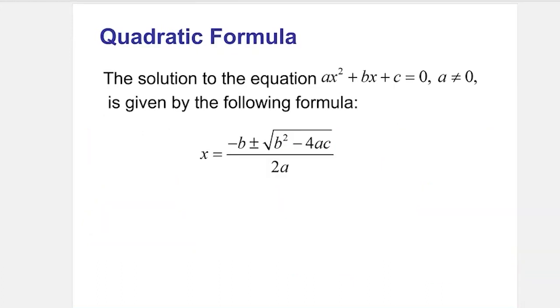Okay, so now we're going to talk about the quadratic formula, and this is something you really have to know. Whenever you have a quadratic equation that you can't factor, the only other way to find the solution is to use the quadratic formula. And it is x equals negative b plus or minus the square root of b squared minus 4ac, over 2a. And we already talked about what a, b, and c are.